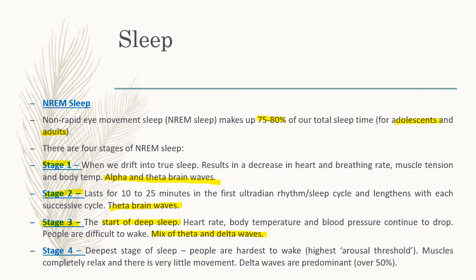In stage 4, it is the deepest stage of sleep. People are hardest to wake, so you've got the highest arousal threshold, and that means that it's very difficult to arouse them, to wake them up. Muscles completely relax and there is very little movement. Delta waves are predominant in this particular stage.